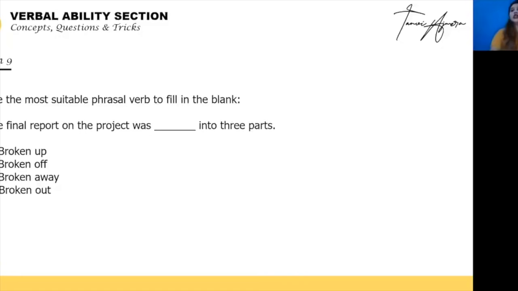Okay. So let's look at the answer options which could give us divided. Broken up. Yes, broken up into different parts. Fine. Broken off. Okay. It basically makes it not of use. Broken away doesn't make sense. Broken out also doesn't make sense. So the phrasal verb broken up basically means when you are dividing it into 3 different parts.